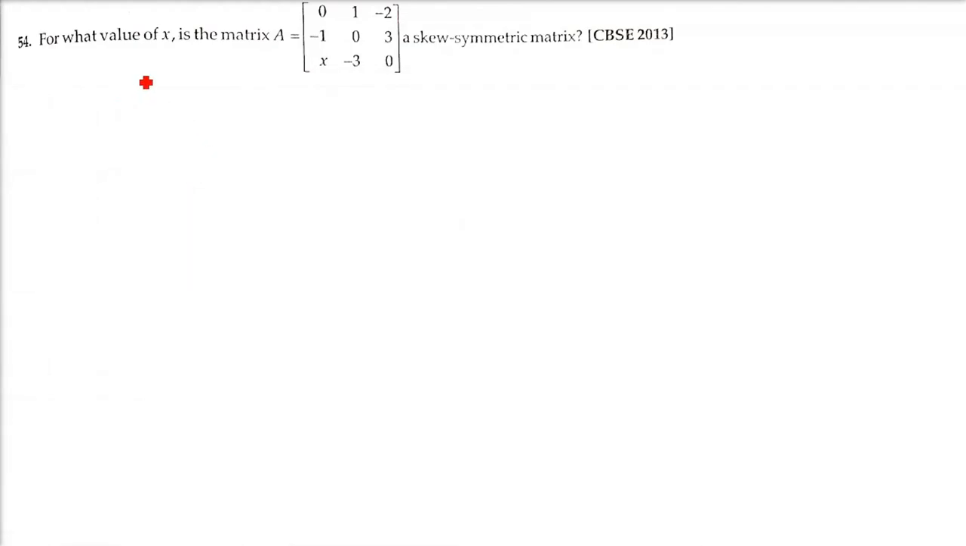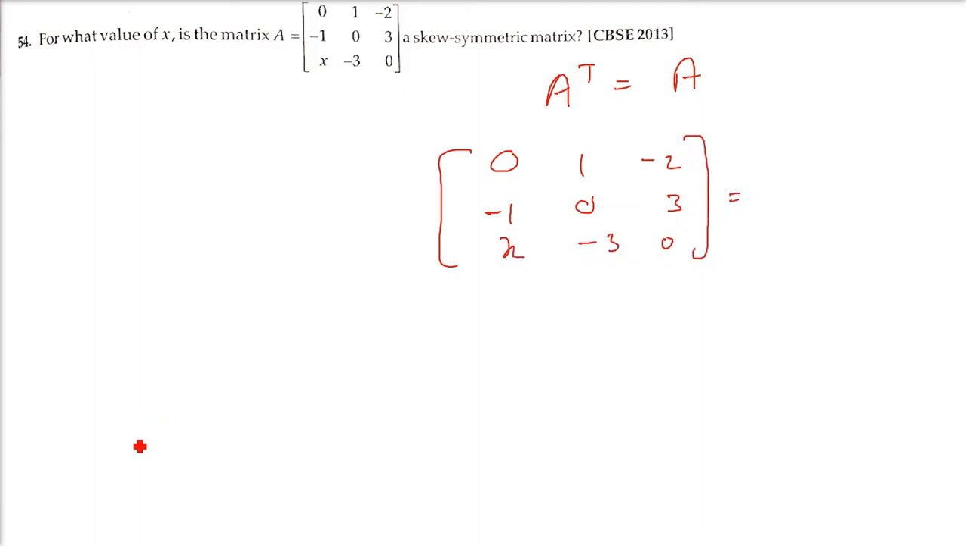For what value of X is the matrix this a skew symmetric matrix? Skew symmetric means A transpose has to be equal to minus of A. I have to put a negative here. 0, 1, -2, -1, 0, 3, X, -3, 0. And this has to be equal to negative of A. I hope you got the idea. Skew symmetric has to be negative. So let me put a negative here.